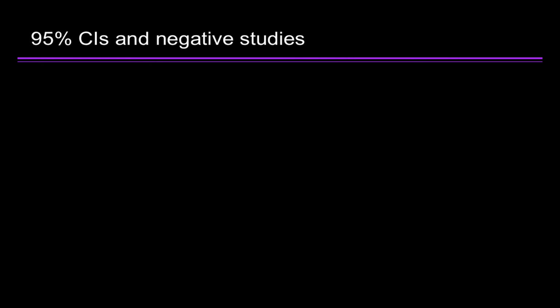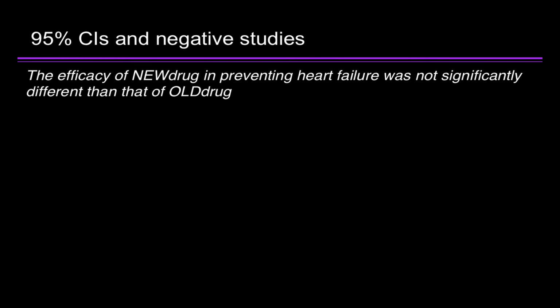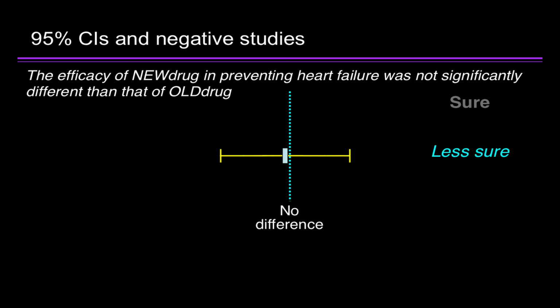Now let's move to negative studies. For example, the efficacy of a new drug in preventing heart failure was not significantly different than that of an old drug. This is a so-called negative study. The p-value is greater than 0.05. But does it look like this? Because then we're pretty sure there's no difference between new drug and old drug. But as it gets wider, we're less sure, and wider, we're even less sure, until, if it's wide enough, we're totally unsure what the truth is.